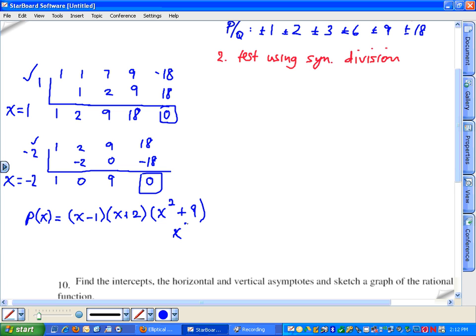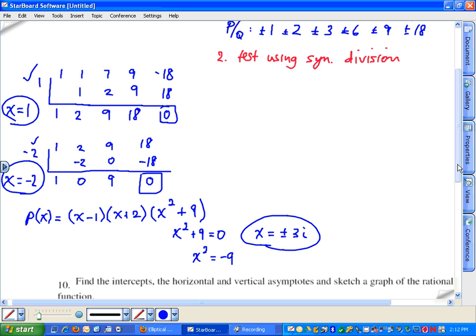So if we take the factor x squared plus 9 and set it equal to 0, and then subtract 9, and then take the square root on both sides, that leaves us with x equals plus or minus 3i. So here are our four zeros, and we need to find four zeros because p of x began as a fourth degree polynomial. And for part B, now we can write p of x fully factored since we have all four zeros: x minus 1, x plus 2, x minus 3i, and x plus 3i.